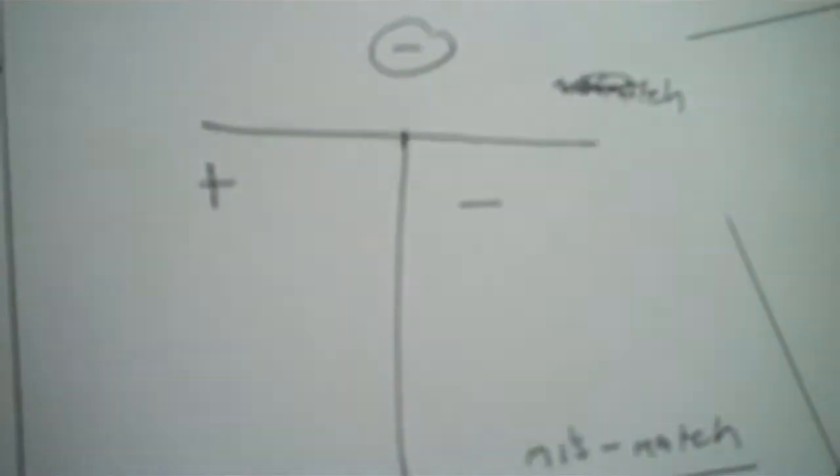Now, if we have a negative up here, that's a mismatch. This is an example of a mismatch. Positive, negative. Not hard, okay? That's what we're going to start with.